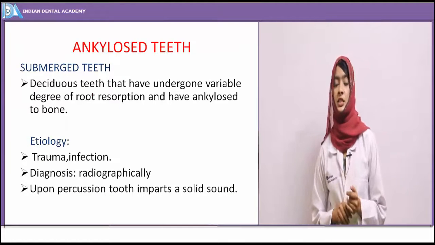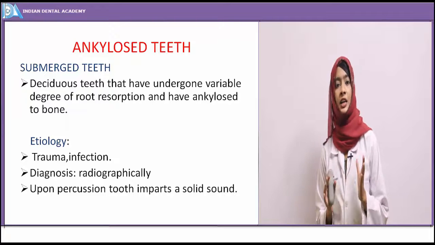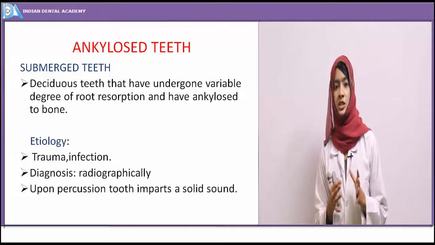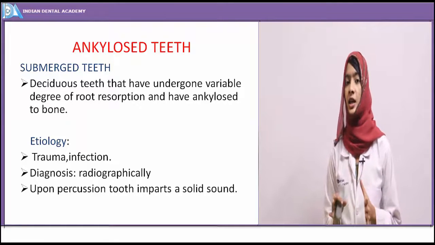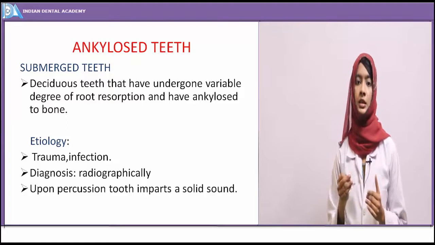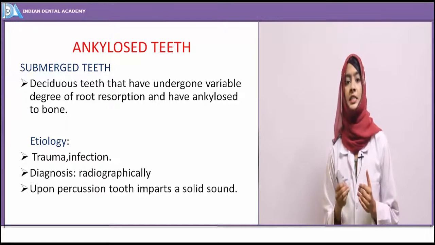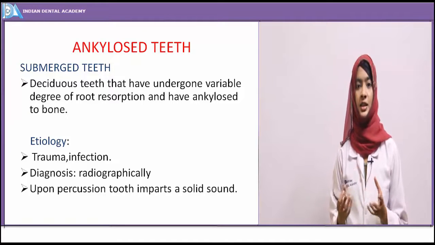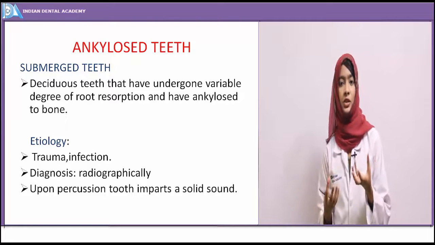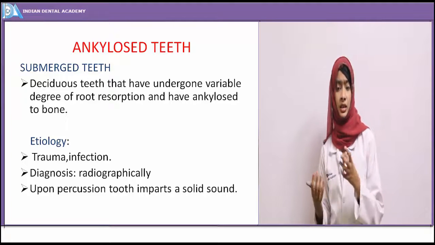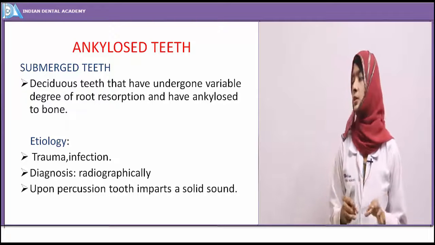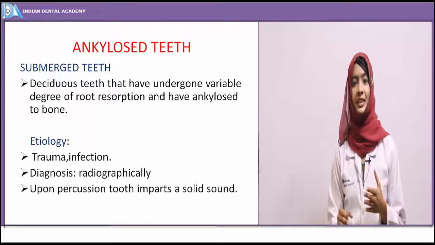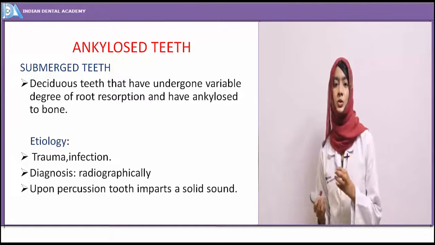So the next developmental disturbance of teeth is the ankylosed teeth. Ankylosis is usually seen in deciduous teeth. These are nothing but the submerged teeth. I'll tell you why they are called submerged teeth. Actually, ankylosis is most commonly seen in deciduous second molars. The deciduous second molar sometimes undergoes resorption. When it undergoes resorption, the root of the tooth becomes blended with the surrounding bone. So the tooth undergoes resorption, but it becomes ankylosed to the bone.